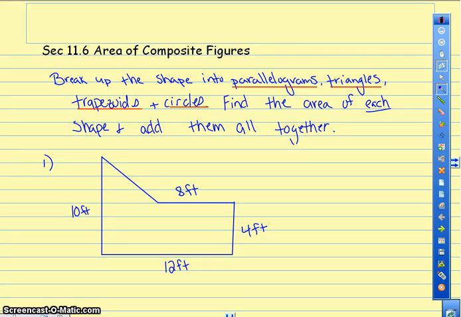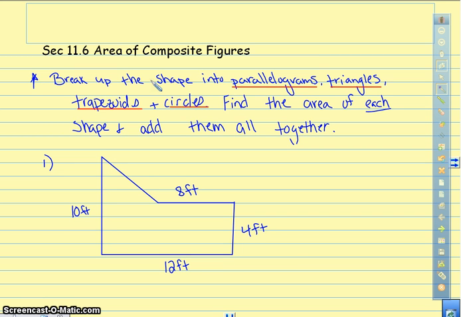Okay, guys, within section 11.6, you're doing area of composite figures. Composite figures are shapes that are not regular. They're not going to be rectangles or normal parallelograms or even trapezoids. They're going to be made up of parallelograms, triangles, trapezoids, and circles. So you're going to be using all these different area formulas and then combining them.